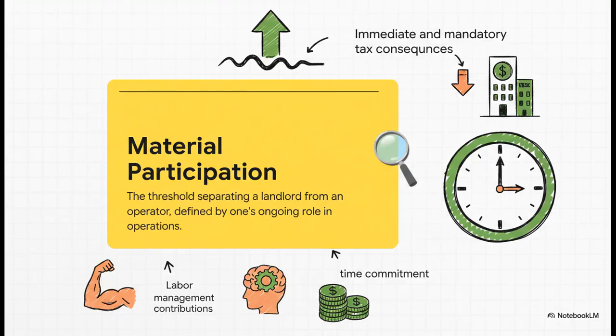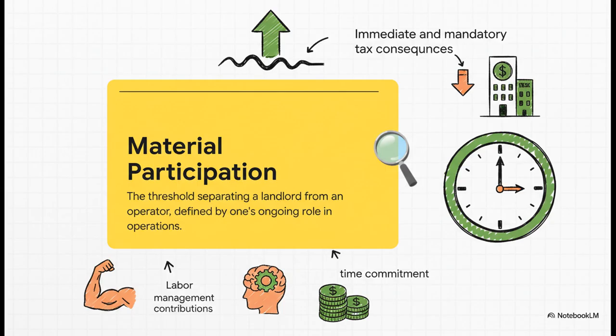So what exactly is material participation? Well, the IRS defines it as your ongoing and substantial role in the farm's operations. It isn't about just one thing either. It's a whole picture. They're looking at your involvement in the physical labor, the management decisions, your financial stake, and how much time you're putting in. If you cross this threshold, there are immediate and mandatory tax consequences.